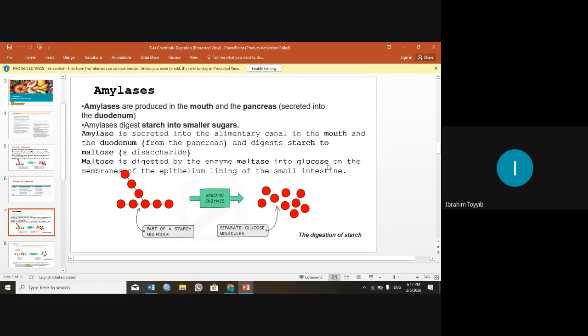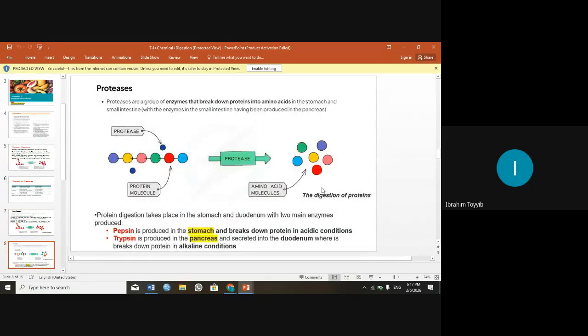So it is this glucose that will now be absorbed by the membrane of the epithelium lining of the small intestine and will now be passed through the blood capillaries to the blood. Blood will now circulate the nutrient.